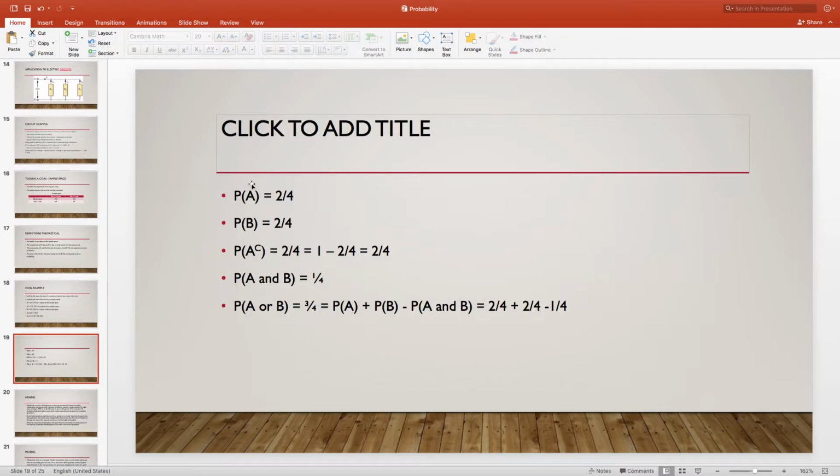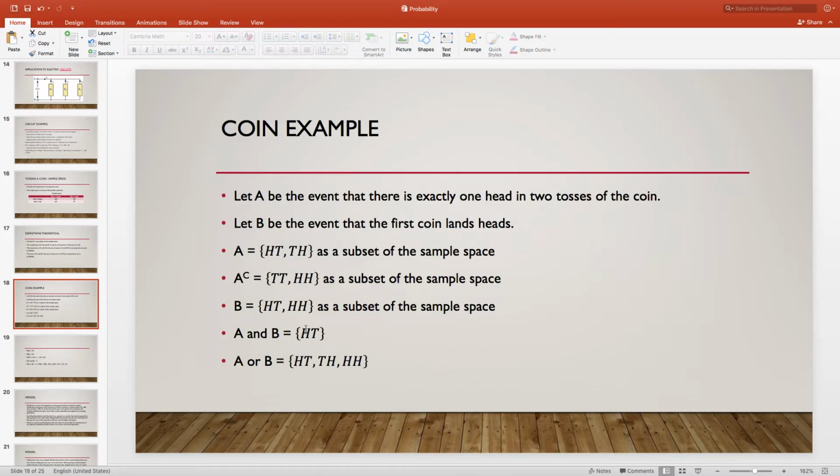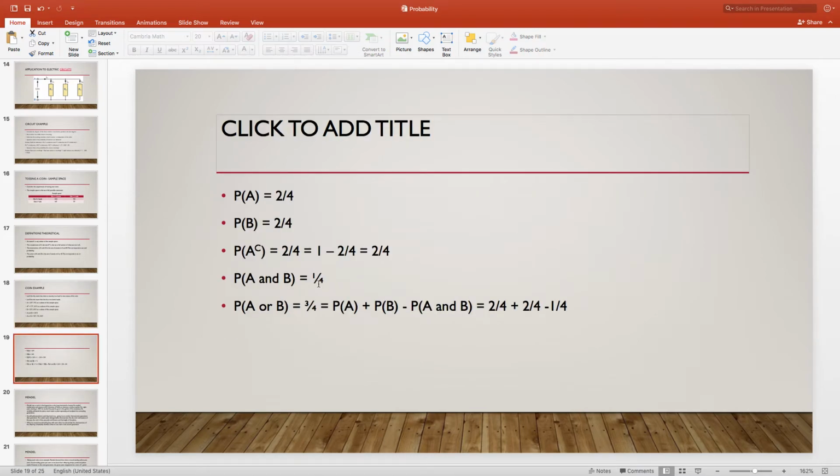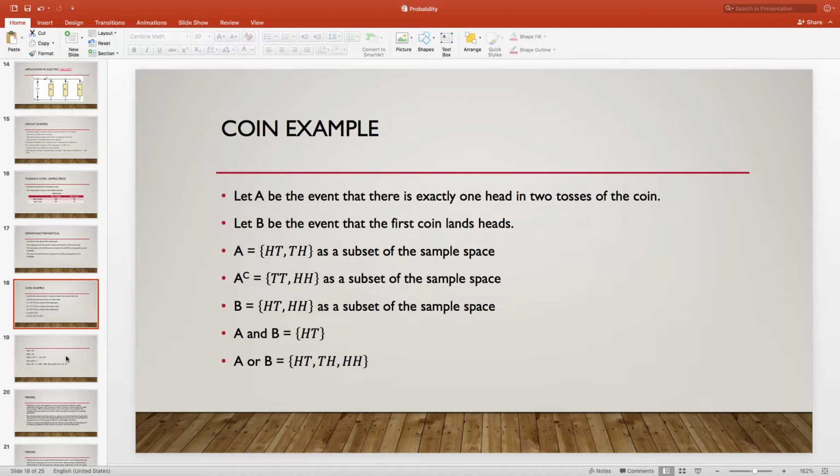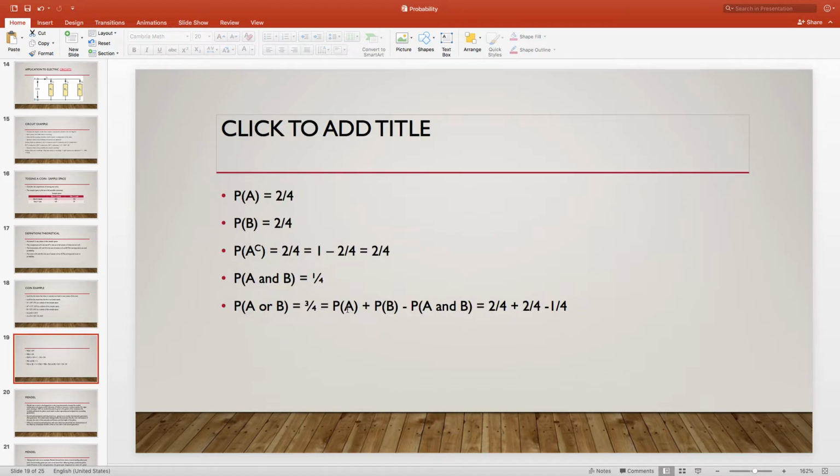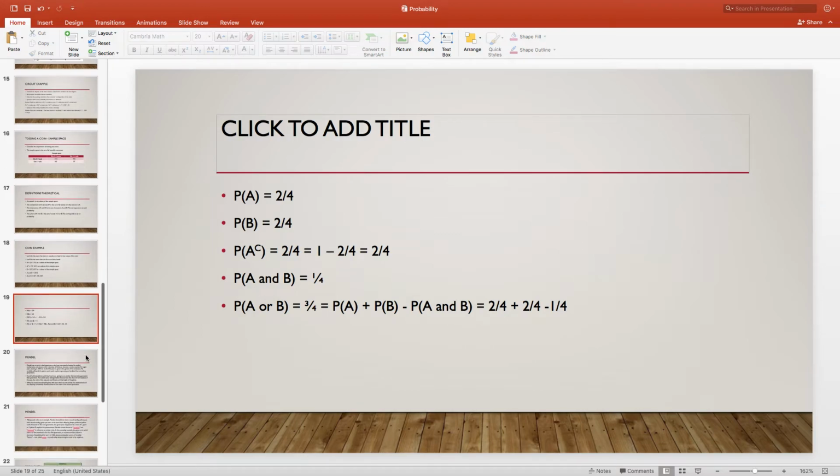Now, probability of A is 2 out of 4. There are 2 events in A out of 4 possible outcomes. Probability of B is 2 out of 4 as well. Probability of A complement is 2 out of 4, or 1 minus the probability of the event, which is again 2 out of 4. Probability of A and B, well, that's 1 outcome out of 4 possible ones. And probability of A or B, well, we saw 3 outcomes out of 4. And we can also do the addition rule. Probability of A is 2/4. Probability of B is 2/4 minus the intersection, which is 1/4. So we get 3/4 either way we do that.